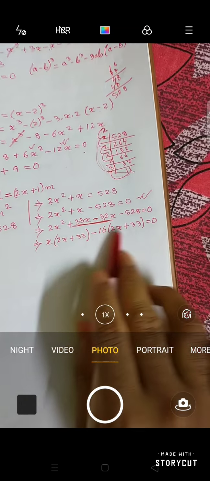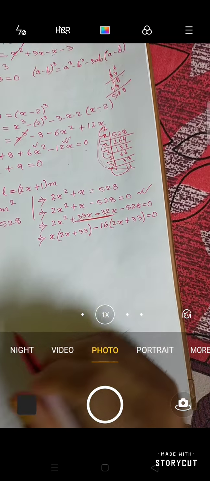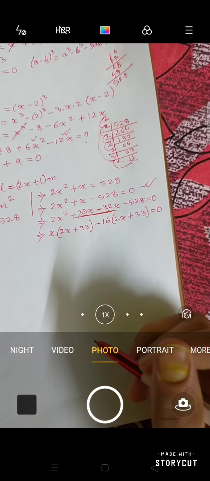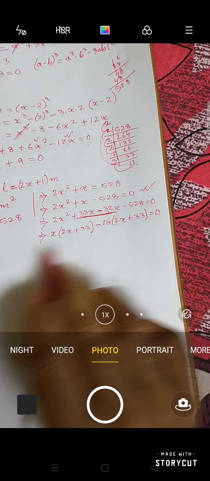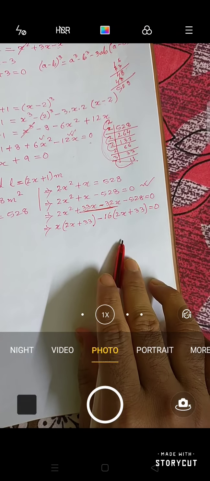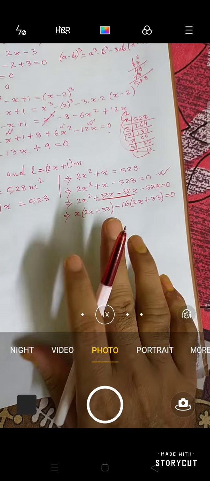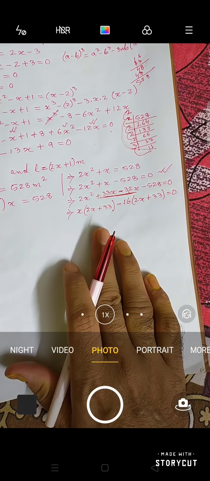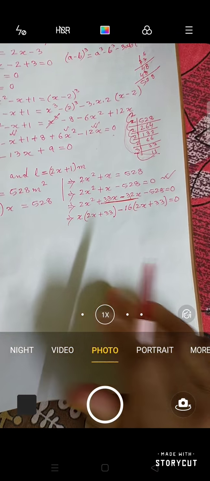So this is the simplest way to reduce your time. That means this way you can save your time in the exam. Is it clear? So remember this, okay? If you remember this, then it will be good.